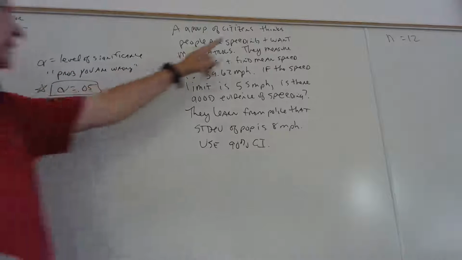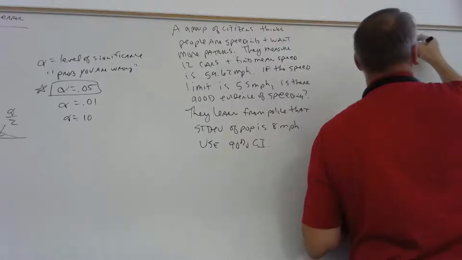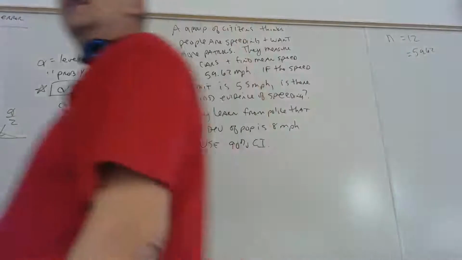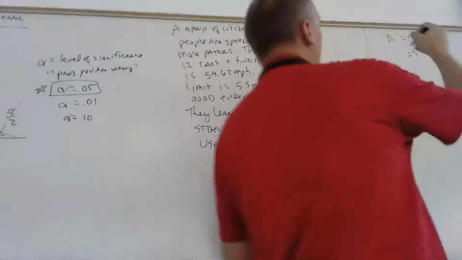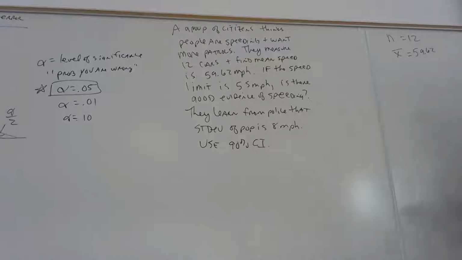12 cars, we find the mean speed is 59.62. What is 59.62? Isn't it x bar? Why is it x bar? That's the mean of the sample. Our sample is the 12 cars.